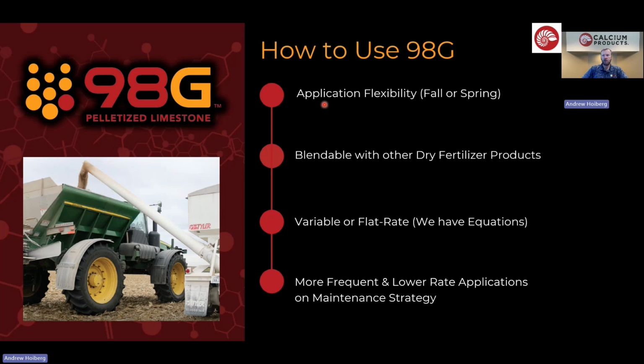With 98G, one thing I want to point out, and we talked about it on Tuesday, is we do have VR application equations for 98G that can be used for either the correction or maintenance applications. We've got both of those. Flexibility, fall or spring. We talked about those spring application rates yielding good results with respect to corn and soybean yields. And again, we're really just trying to get people to focus on more frequent and lower application rates and adopt this maintenance strategy, not only for difficult times like we have now, but also for the foreseeable future.